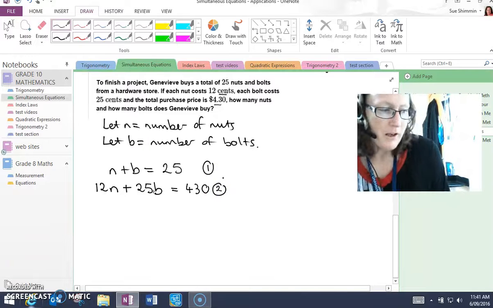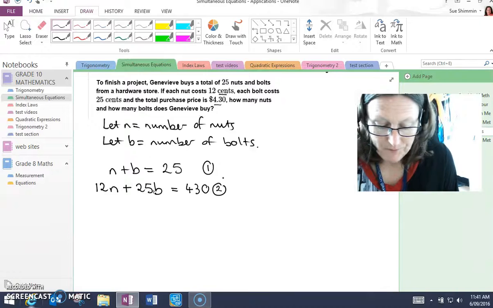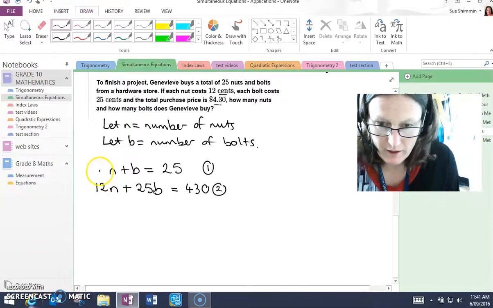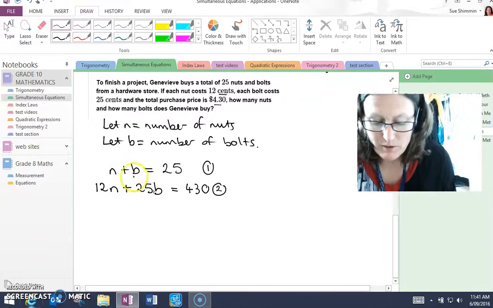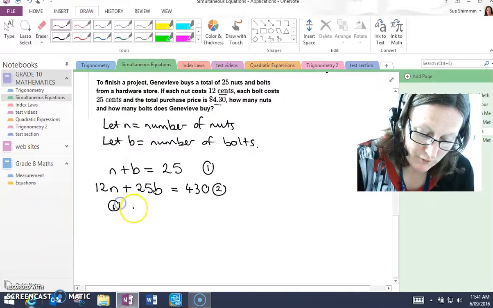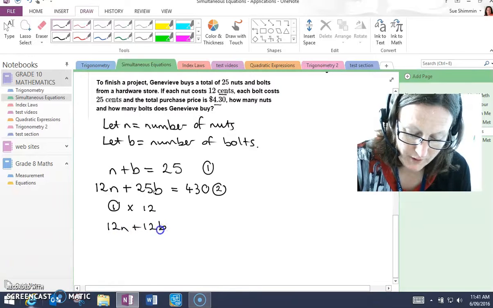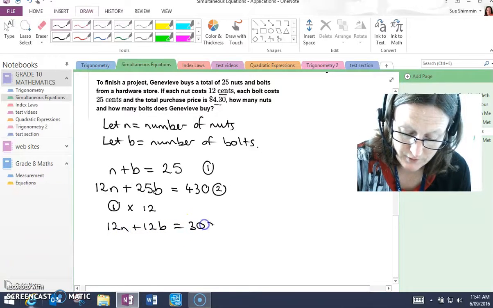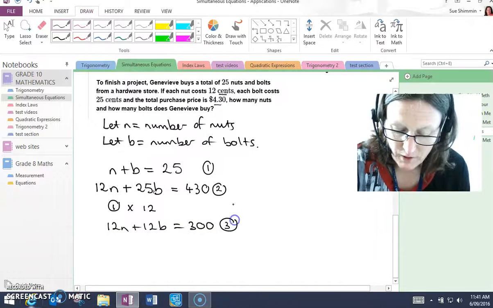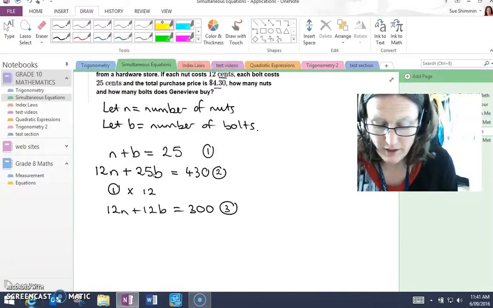Now, I can't eliminate anything straight away because this is a 12 here with the n, it's a 1 here with the n. It's a 25 here with the b, it's a 1 there with the b. So I'm going to multiply the first equation by 12. So if I do that, I get 12n plus 12b equals 300. That becomes equation 3.